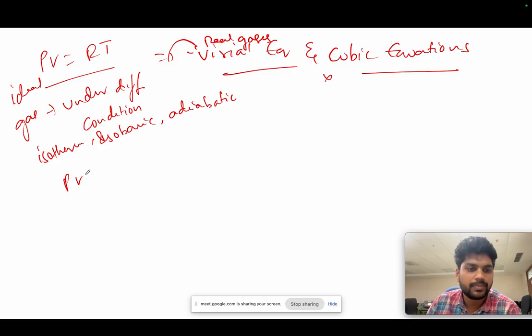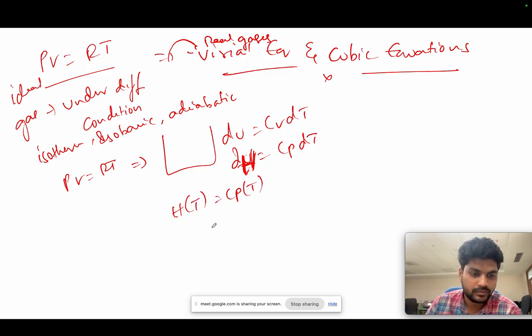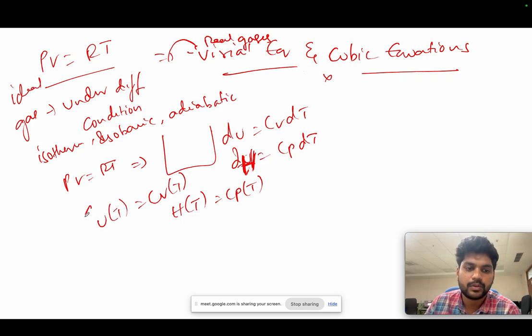So we know that PV equal to RT. We also know that du equal to cv dt, dh equal to cp dt, sorry. And so it means h of t equal to cp of t. So here we have u of t equal to cv of t. So you know these 2 points, right?